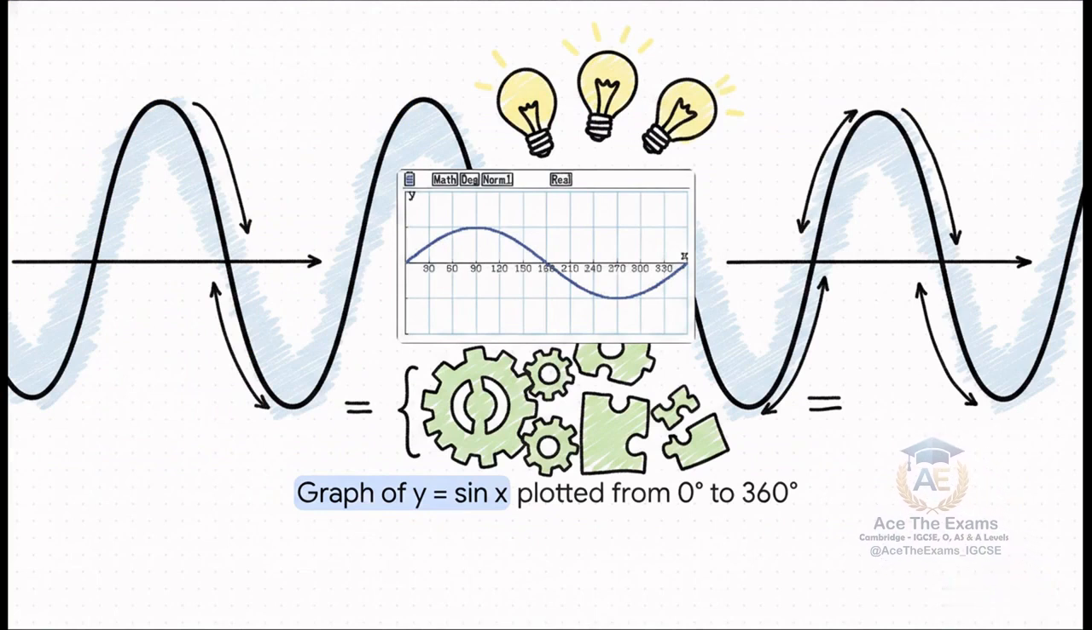This output from an ICT graphing activity shows the classic, perfectly symmetrical wave of the sine function, y equals sine x, plotted from 0 degrees all the way up to 360 degrees. Notice the journey it takes. I want you to really trace it in your mind. It starts at 0, climbs to a peak at 90 degrees, smoothly descends back through the horizontal axis at 180 degrees, plunges down to a trough at 270 degrees, and rises back to complete its cycle at 360.